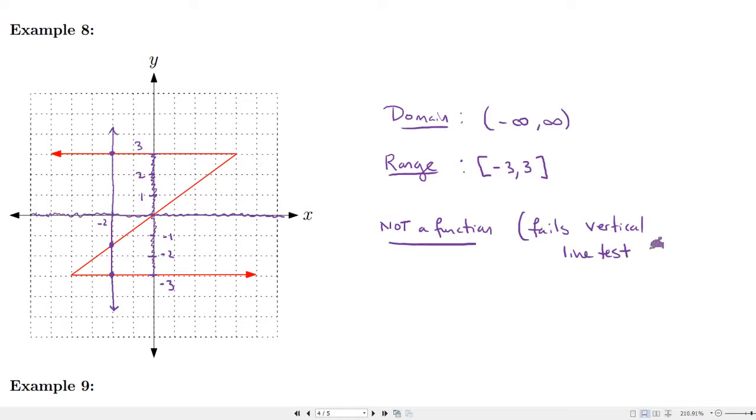And I have no reason to check whether or not it's one-to-one because it's not even a function to begin with. Although, if you think about the horizontal line test, it looks like it actually passes it. But if you consider the horizontal line y equals 3, do you see that it actually hits infinitely many points on that curve? So it doesn't even pass the horizontal line test. But it doesn't matter. It's not even a function, so we're not going to consider whether or not it's one-to-one. So just be aware of that. Not a function, no further classification needed.